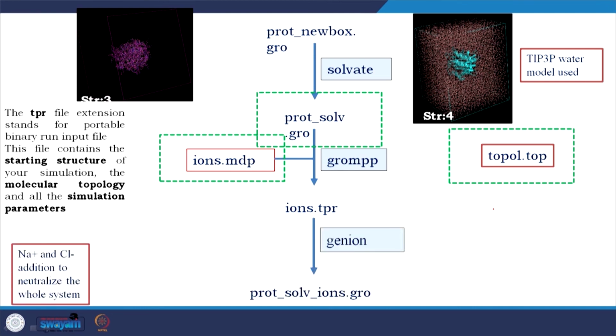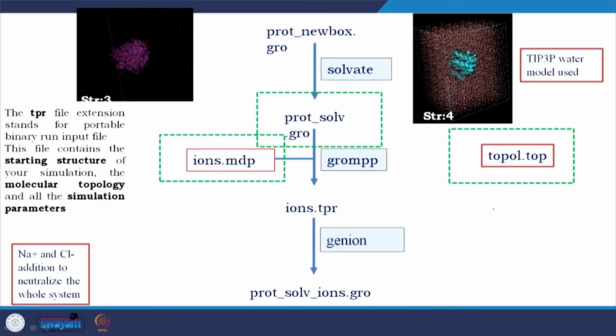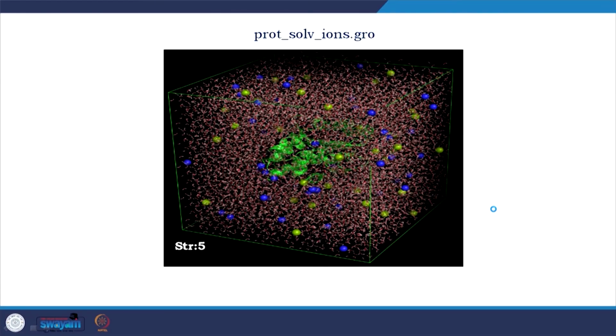And the .tpr file, with the help of the command for generation of ions, comes into prot_solv_ions.gro. Here, remember I told we are actually mimicking the in vitro condition. So, we are developing a buffer and we add sodium and chloride to neutralize the whole system. Topol.top would be updated with changes. The topol.top file keeps updating continuously. So, this is the prot_solv_ions.gro file.